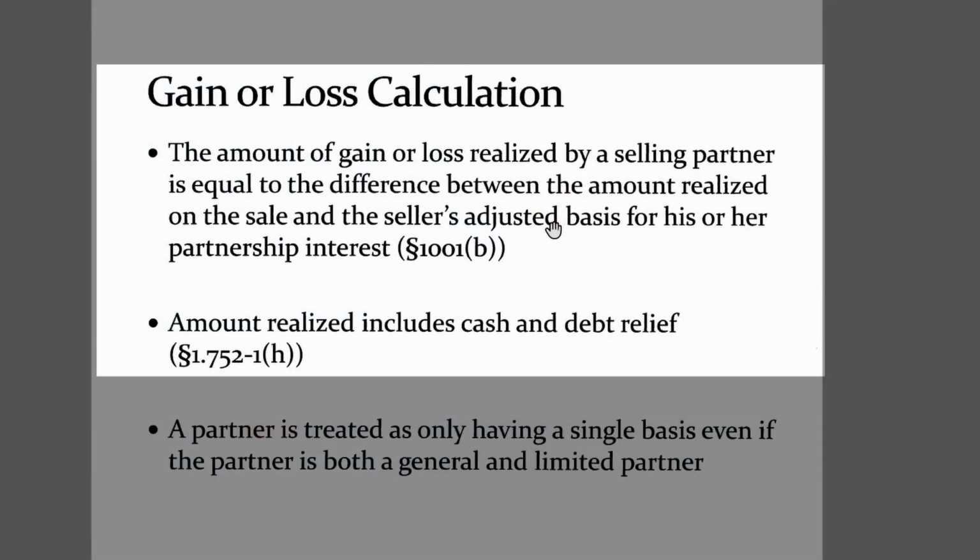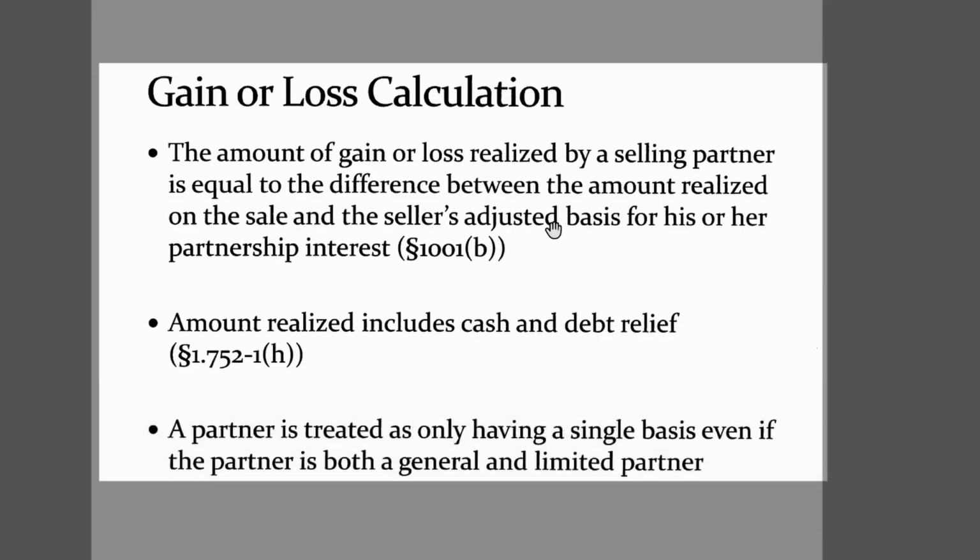Okay. What do we got next? Amount realized includes cash and debt relief. Go ahead and read the last one. A partner is treated as only having a single basis, even if the partner is both a general and limited partner. Okay, we've said that before, right? Does that seem familiar? Can we talk about that?